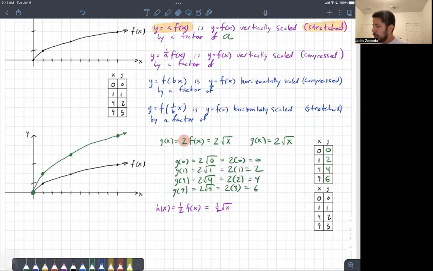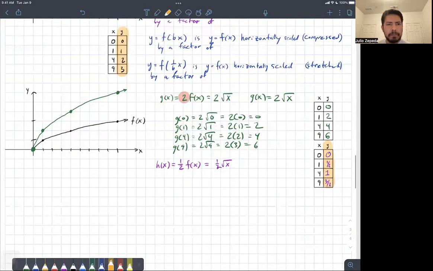and instead of multiplying them by 2, we're going to multiply them by 1/2. So we get 0, 1/2, 1, and 3/2. And again, remember, we're comparing this to the original function f of x. And you can plug in these values yourself. You can plug in 0 for x, 1, 4, and 9, and find these output values. I encourage you to do so, but I won't do it here for the sake of time.